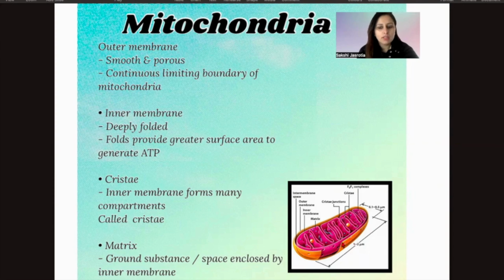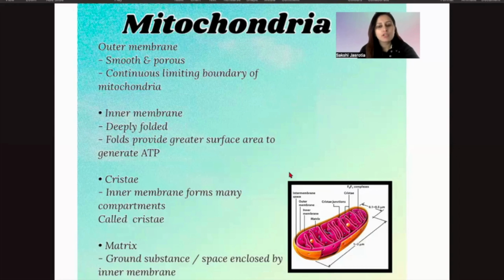The outer membrane is continuous throughout, right? When we talk about the inner membrane, it is deeply folded. Deeply folded means there are multiple folds inside this. Why are there multiple folds? It is to increase the surface area. The more surface area there is, the more convenient it is for ATP generation, right? So it gets a larger surface area.